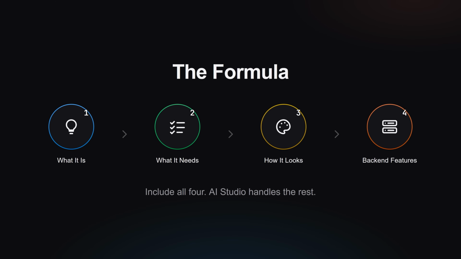Alright, so to recap what we just covered here before we jump back into AI Studio, here's the formula for writing any prompt. First, describe what your project is, what it needs, how it looks, and the backend features that it should have. Structure your prompt just like this for any project you make in AI Studio, and it's going to handle the rest for you.